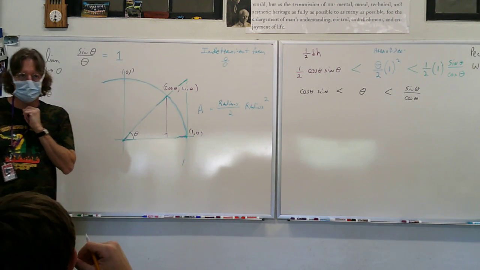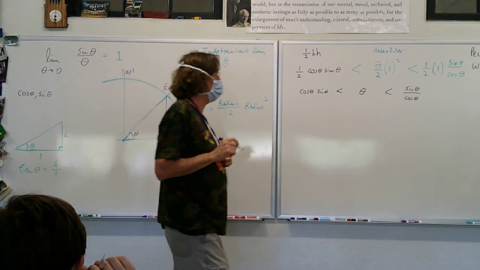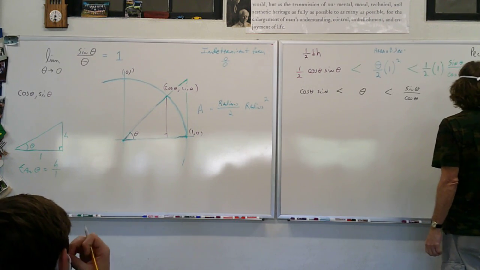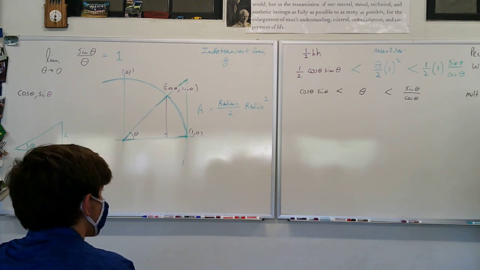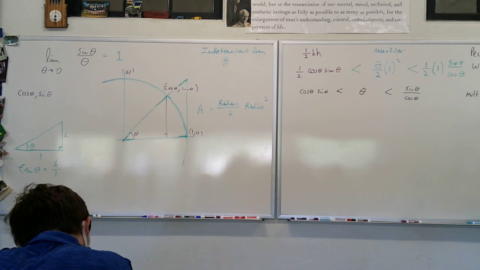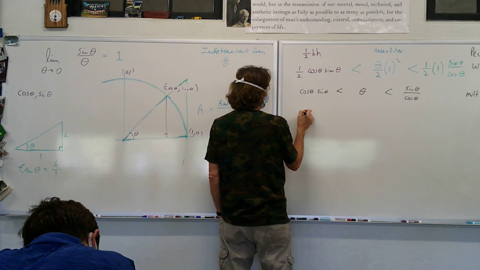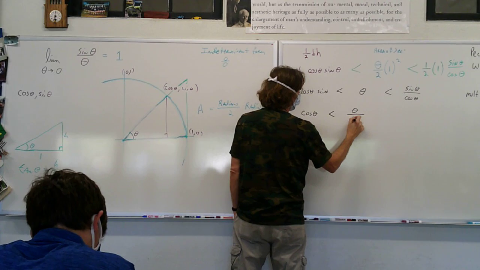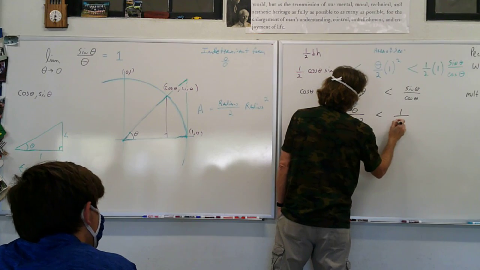Now, I'm going to help you on the next one. I'm going to multiply everything by 1 over sine theta. Somebody says that's cosecant theta. Yeah, it's probably easier to think of it as 1 over sine theta. I'm going to multiply by what? 1 over sine theta. 1 over sine is going to make cosine theta less than theta over sine theta less than 1 over cosine theta.